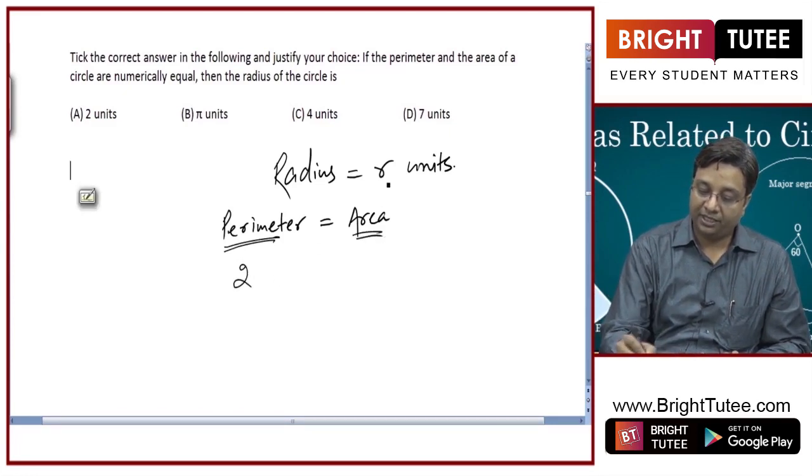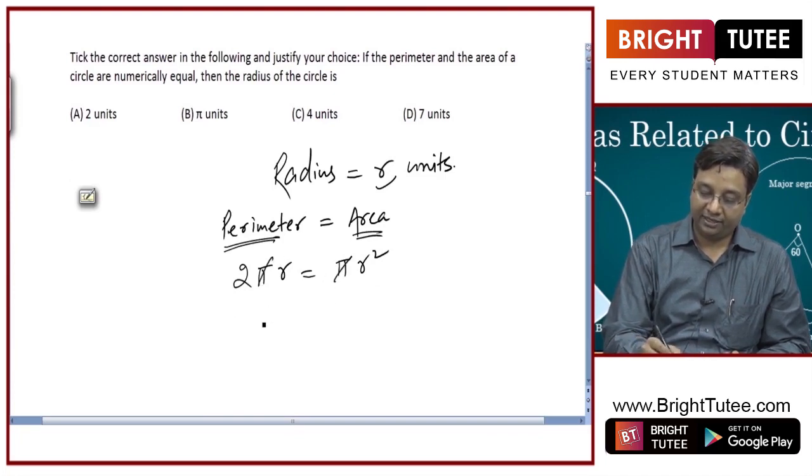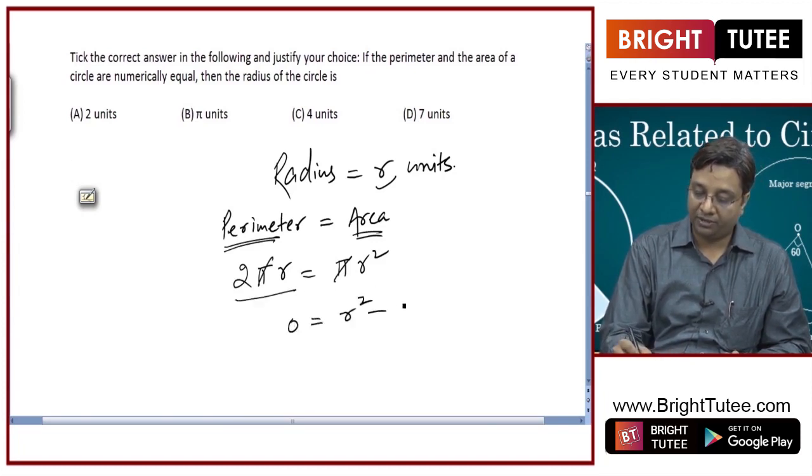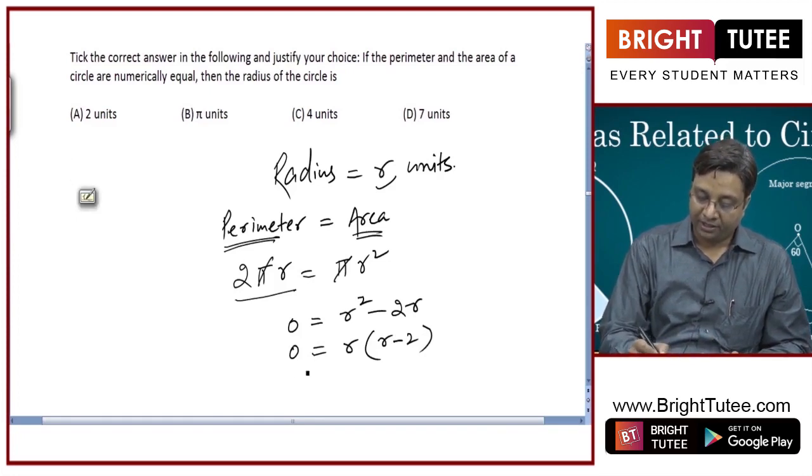What is perimeter with the radius r? It is 2 pi r. It is equal to area, which is pi r square. Now I can cancel this pi on both sides and take everything else on one side. Let me take 2r on the right hand side. So 0 is equal to r square minus 2r. If I take r common, it will be r into r minus 2. So from this I can say r is either 0 or r is equal to 2.